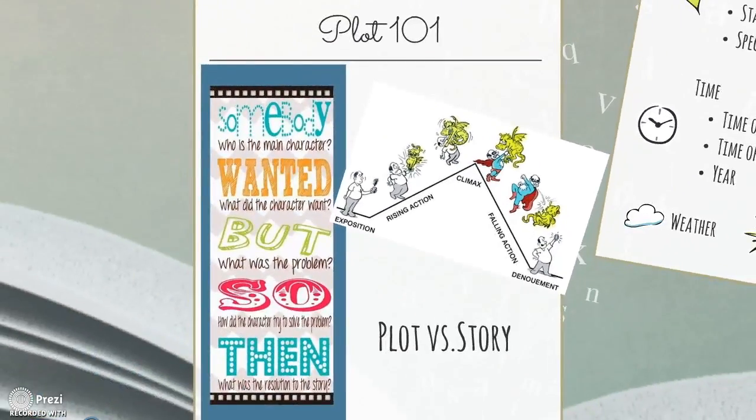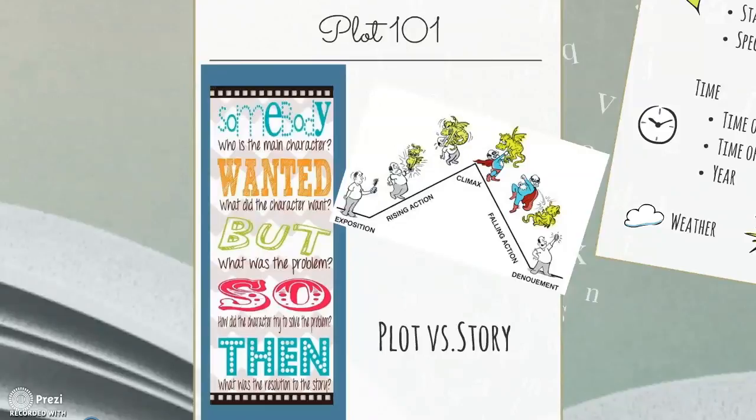Another way of looking at plot is through the somebody wanted but so then structure. This walks you through plot by analyzing its specific parts in a different way than the plot diagram. For example, you begin by looking at who is the main character of the story. This is the somebody that the author is telling us about. Then we look at what they wanted. What did the character want to do, achieve, or what was their goal?